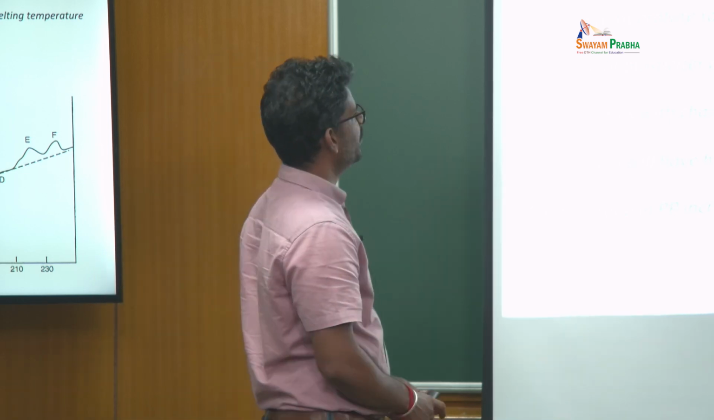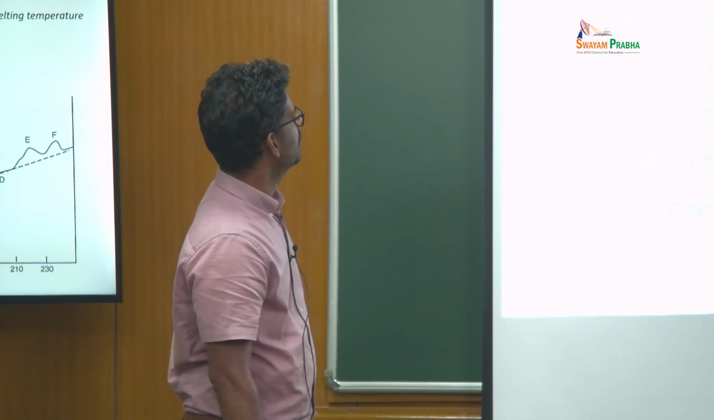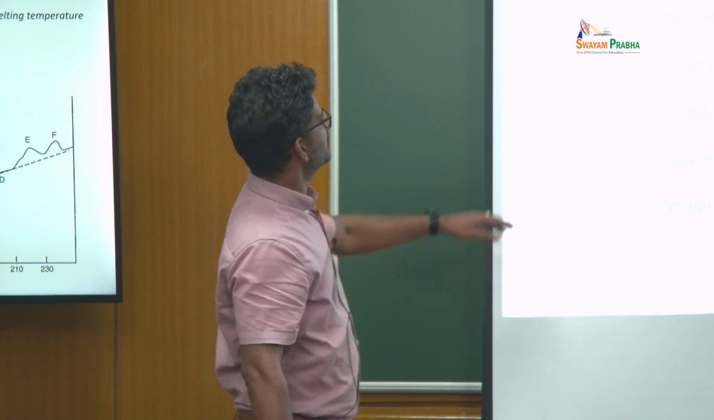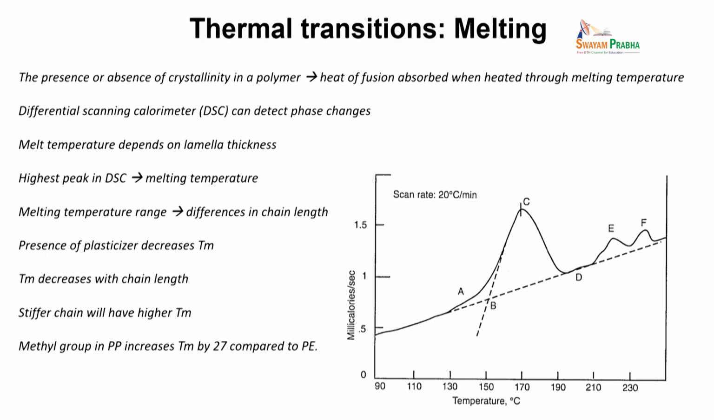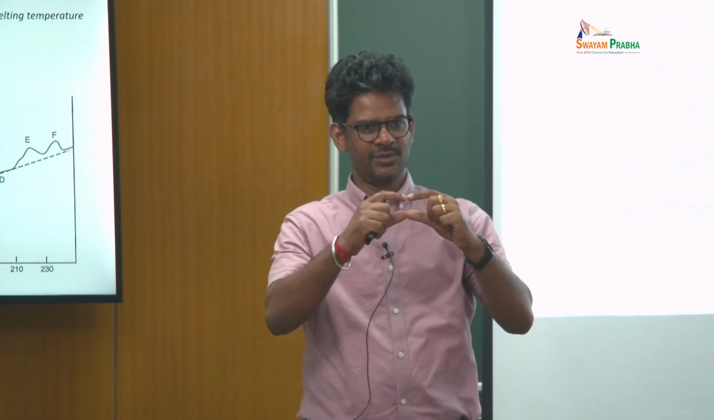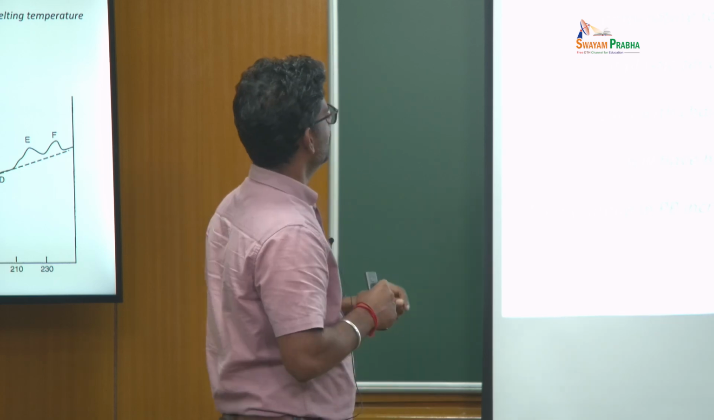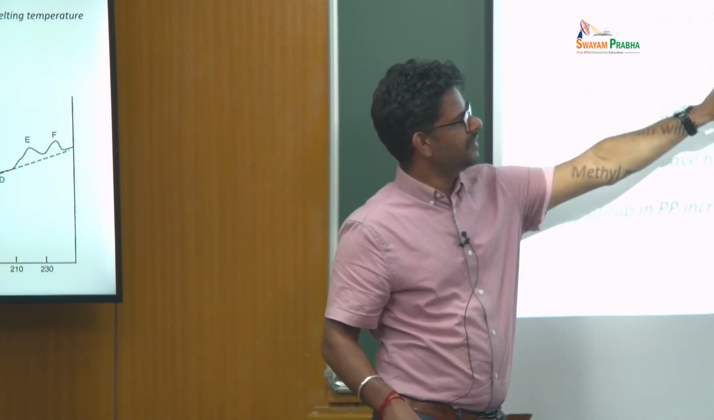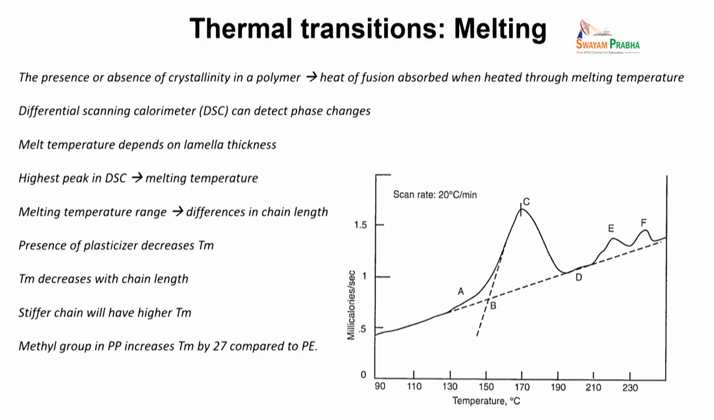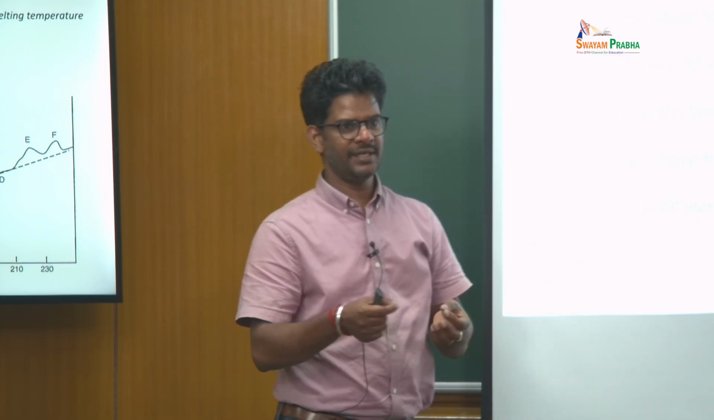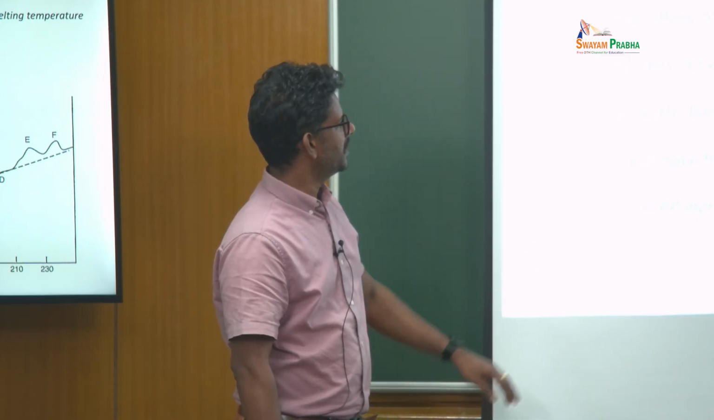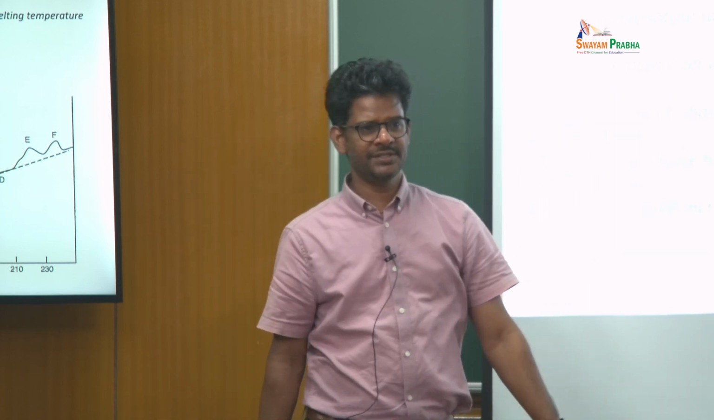Now, this melting temperature is not unique, as I said before. It can depend on a lot of things. For example, the melting temperature can depend on the lamellar thickness. Lamellar thickness can change based on the molecular weight and other conditions. The highest peak in DSC we refer to as the melting temperature, and as I said, the melting temperature range is due to the difference in the chain length. And sometimes we add a plasticizer. What is a plasticizer?